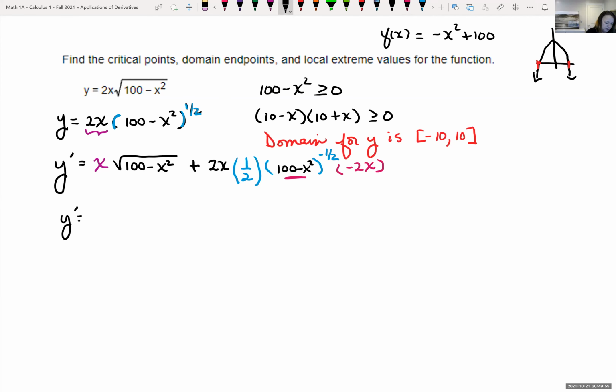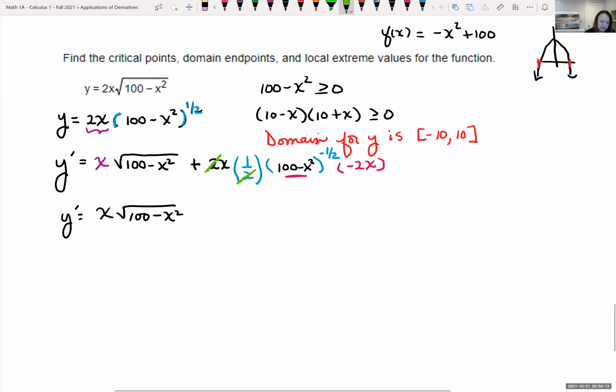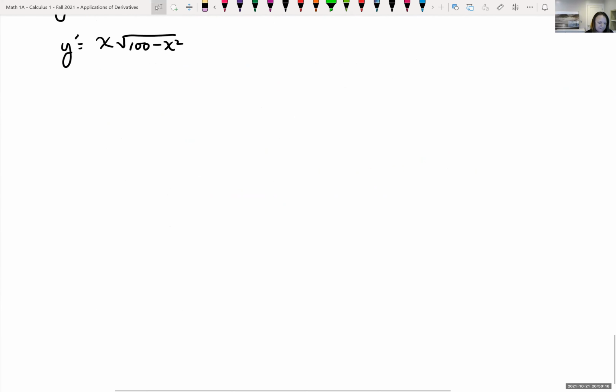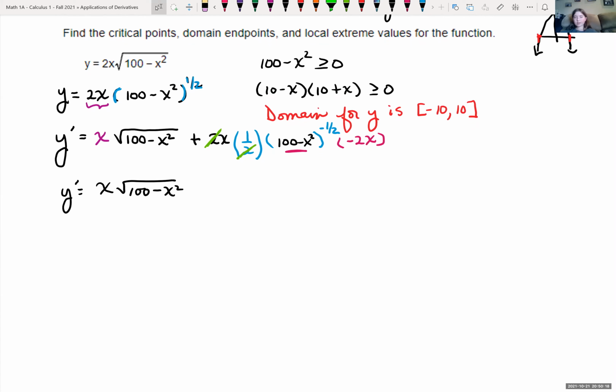So we got some work to do to clean this up. So we have y prime equals the square root of 100 minus x squared. Notice that this 2 in my numerator and 2 in the denominator cancel. In my numerator, I'm going to be left with an x times a negative 2x. So I'm going to put the minus out front. Wait, why is it x times the square root of 100 minus x squared? It shouldn't, that should be a 2.